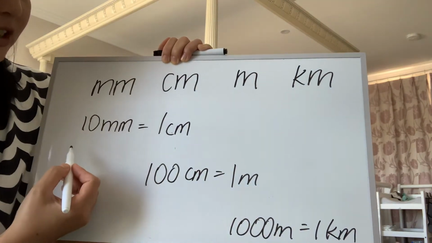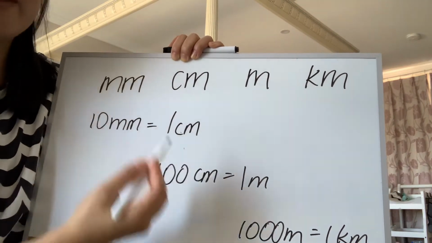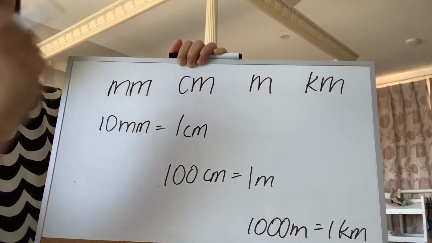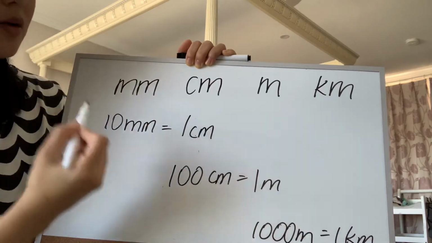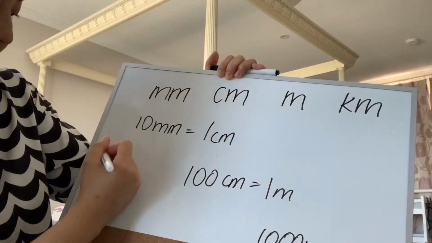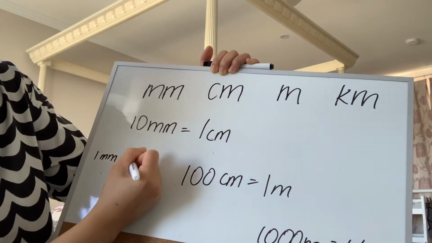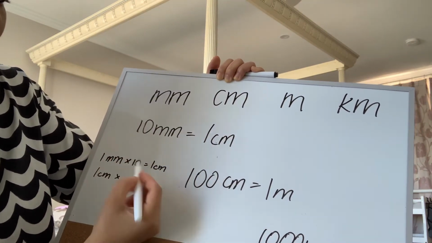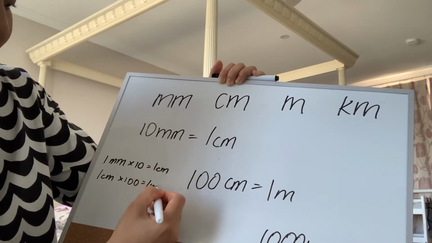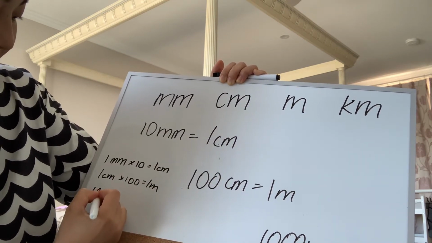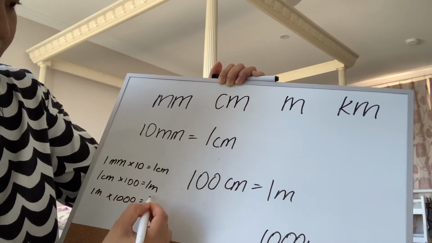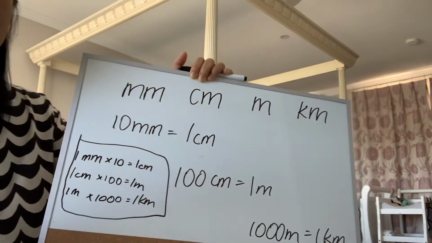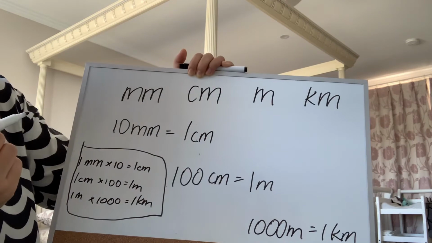Now, when you're given a question, you are to use the correct values to convert the units. So next time, when you're given a question and you have to put everything in the same units, remember to multiply with the correct values. For example, 1 millimeter times 10 equals 1 centimeter. 1 centimeter times 100 equals 1 meter. And 1 meter times 1,000 equals 1 kilometer. So use this number key as a reference for when you do your multiplications or divisions next time.